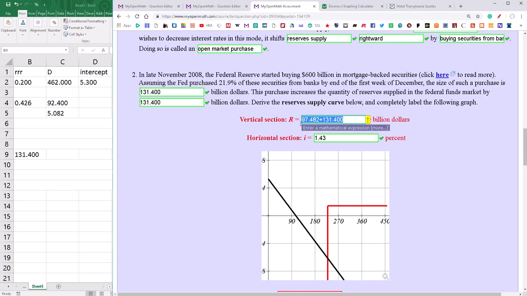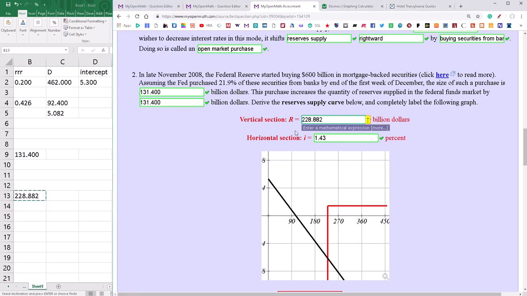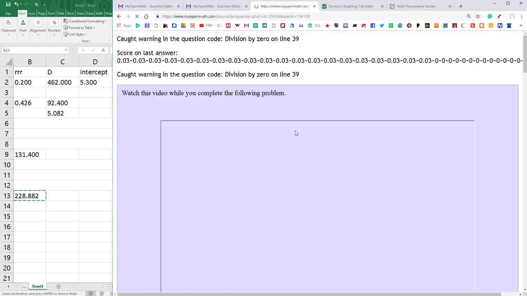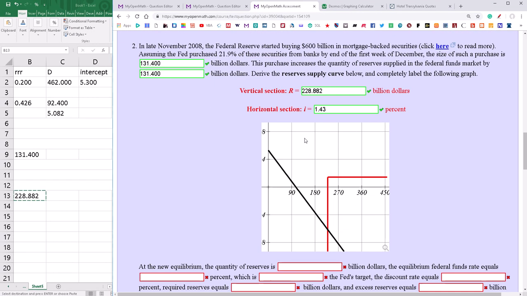Okay, so instead of doing the addition there, I'm going to copy that and calculate it in Excel. So the new quantity of reserves is $228.882 billion. This is a monstrous open market purchase, right? It's so monstrous that it pushes the federal funds rate into negative territory, because this is zero here, right?